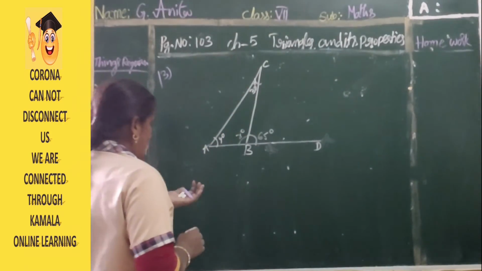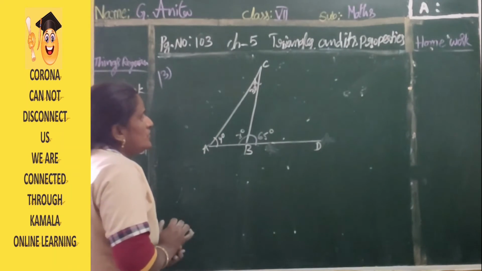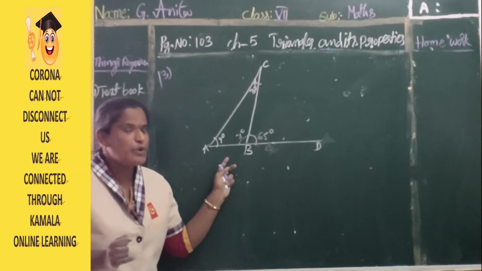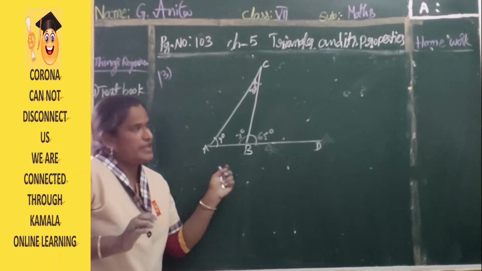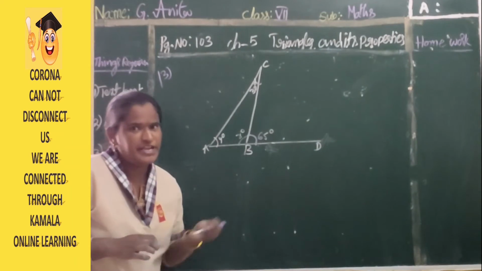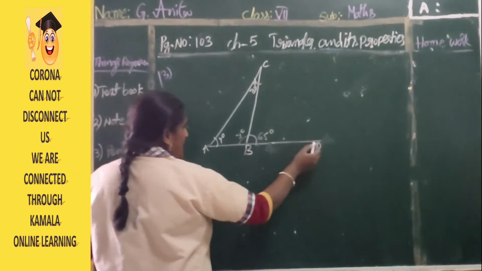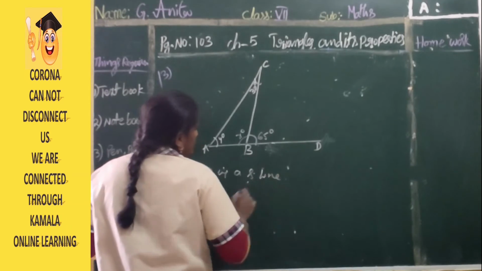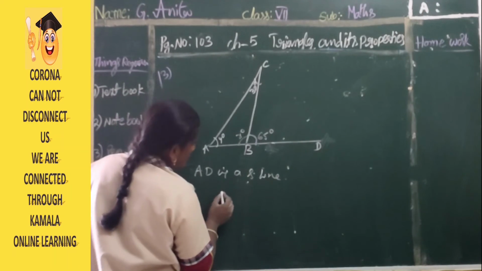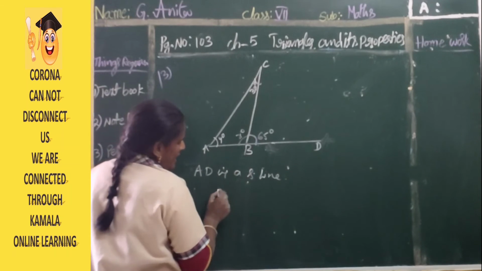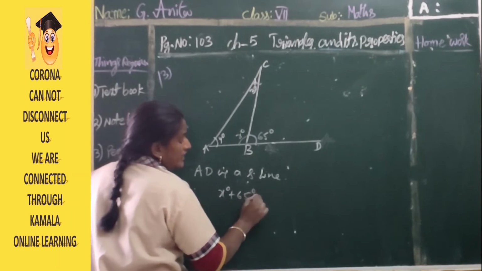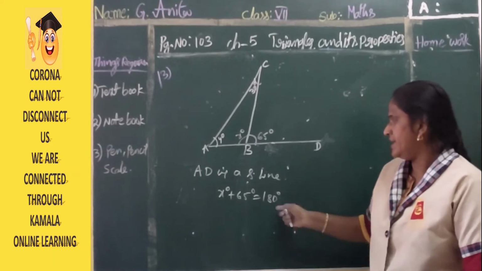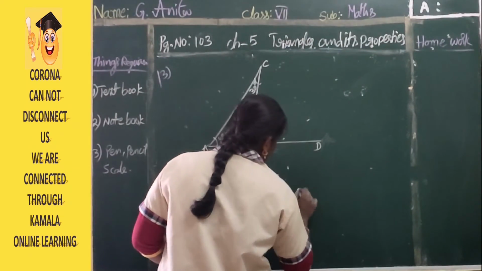Look here and observe the figure. We know two properties we are applying here: the exterior angle property, and the linear pair also we are applying. The angle sum property also we can apply. First I am taking AD as a straight line. AD is a straight line, okay, clear? So at B, X degrees plus 65 degrees forms a linear pair, yes or no? X degrees plus 65 is equal to 180 degrees because of the linear pair, LP represents linear pair.